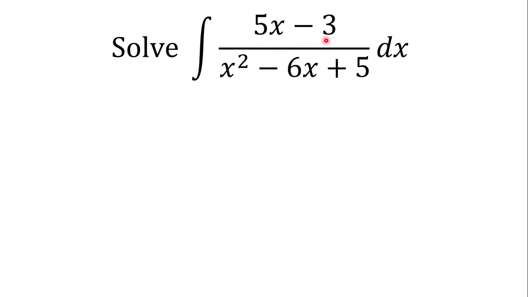Five x minus 3 divided by x squared minus 6x plus 5. Integral of 5x minus 3 divided by x squared minus 6x plus 5 dx. How are you going to solve this problem?